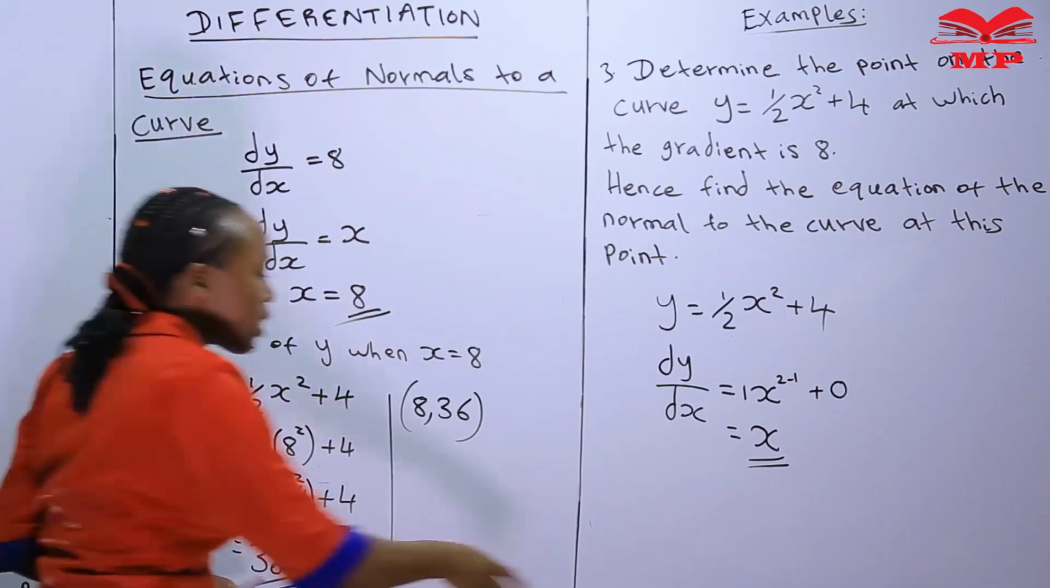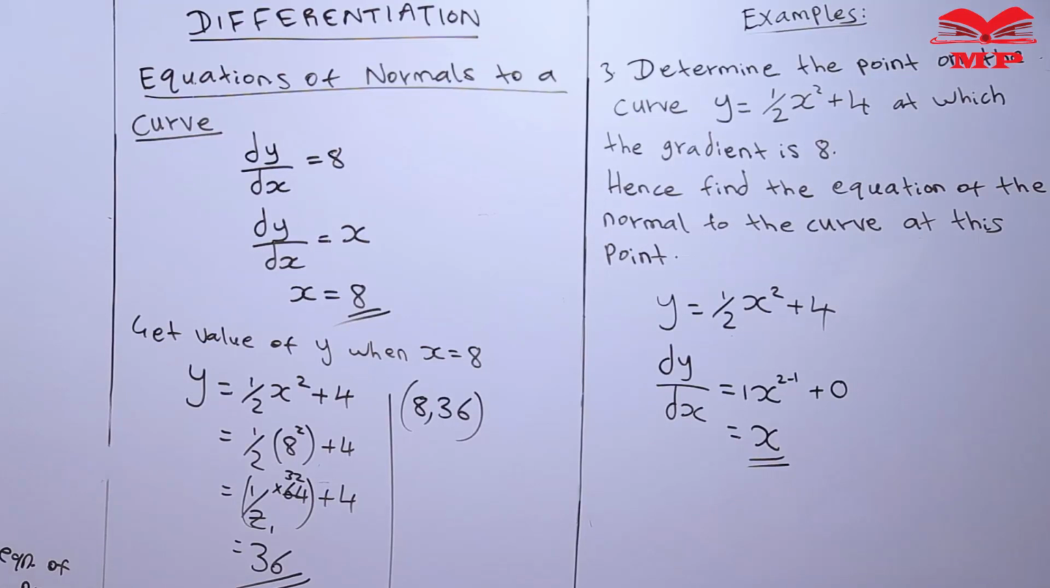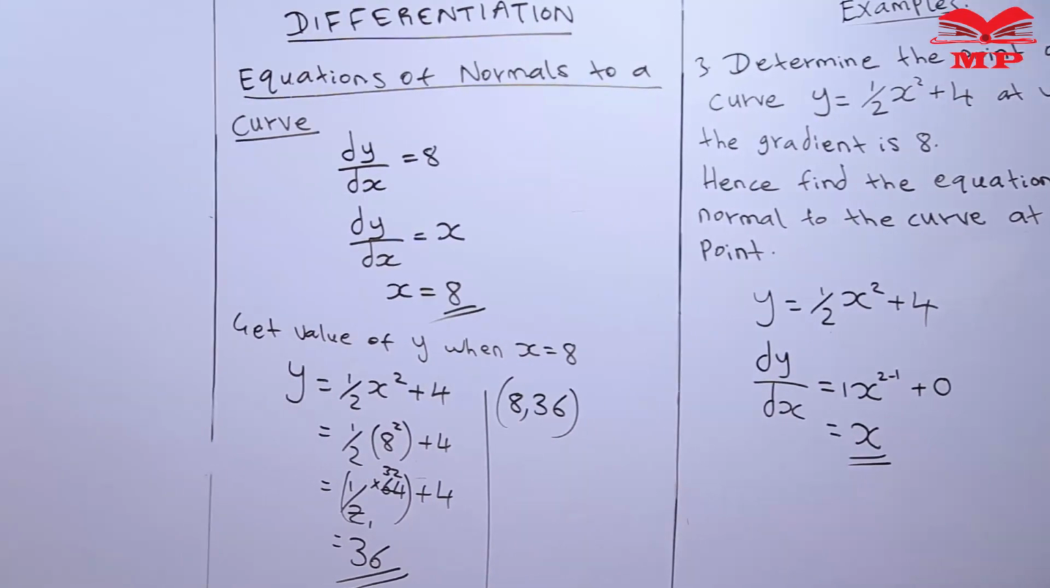And therefore in that, again, we have the gradient, and the gradient is the gradient of the curve at that point, meaning that it is the gradient of the tangent.